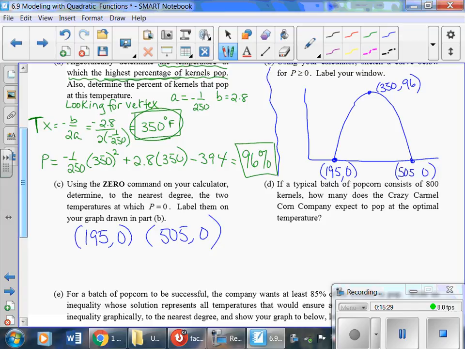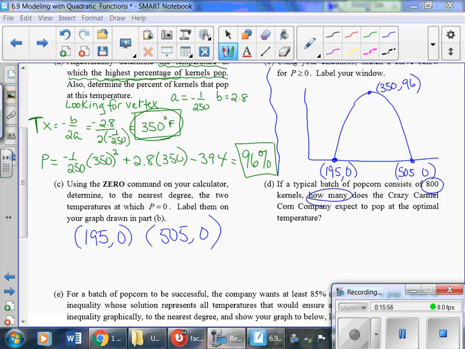All right, D says, if a typical batch of popcorn consists of 800 kernels, how many does the Crazy Caramel Corn Company expect to pop at the optimal temperature? Well, what did we say the optimal temperature was? Did we say that? Yes, of course we did.